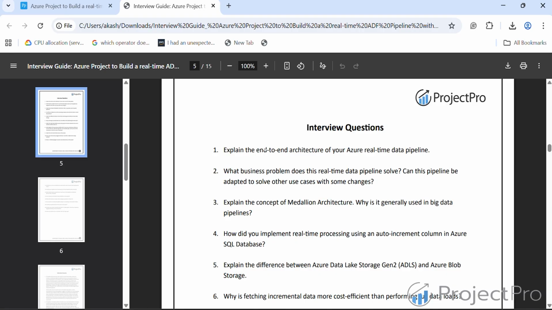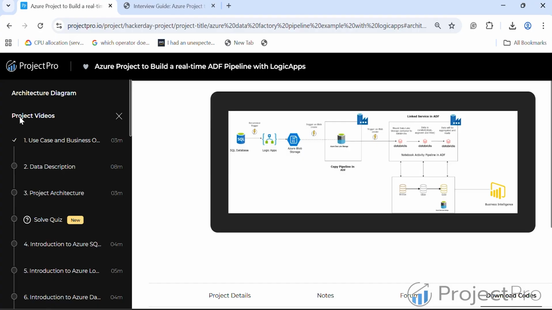The first question is: explain the end-to-end architecture of your Azure real-time data pipeline. This is a question your interviewer might ask you, because if you have created a pipeline, you need to explain it well to your interviewer. So as you can see, if I go back to the architecture diagram, if you have executed the entire project and understood the concept of this pipeline, you will answer this question very well. I'll explain the architecture again.